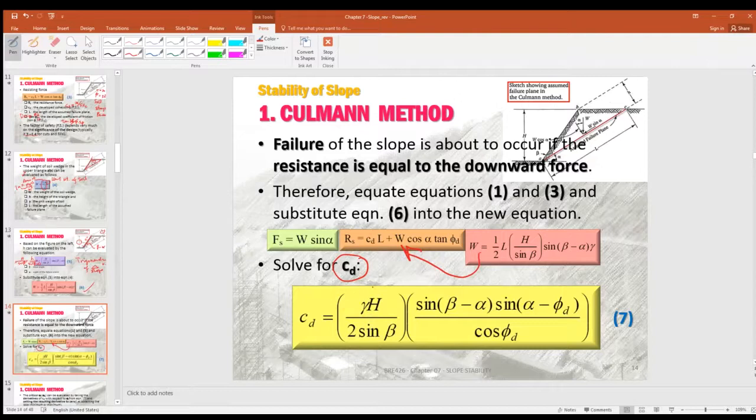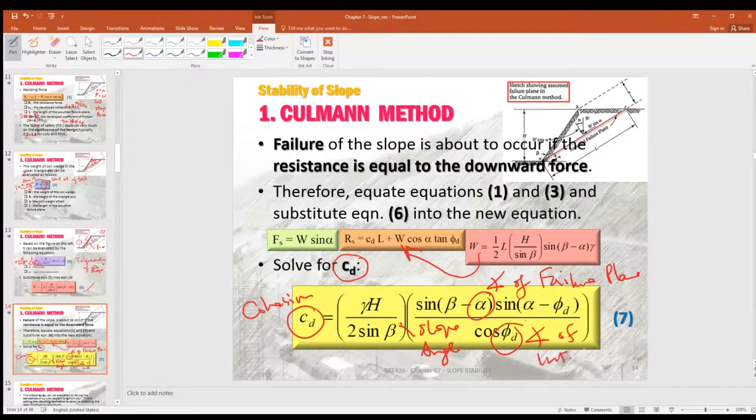CD is equal to the height of the slope, and beta, the angle of the slope, and alpha is the what? The angle of the failure plane. Remember that? Failure plane. And beta is the slope angle. And that is the cohesion. And that is the angle of internal friction. Gamma is the unit weight. That's the height of slope. Slope height.